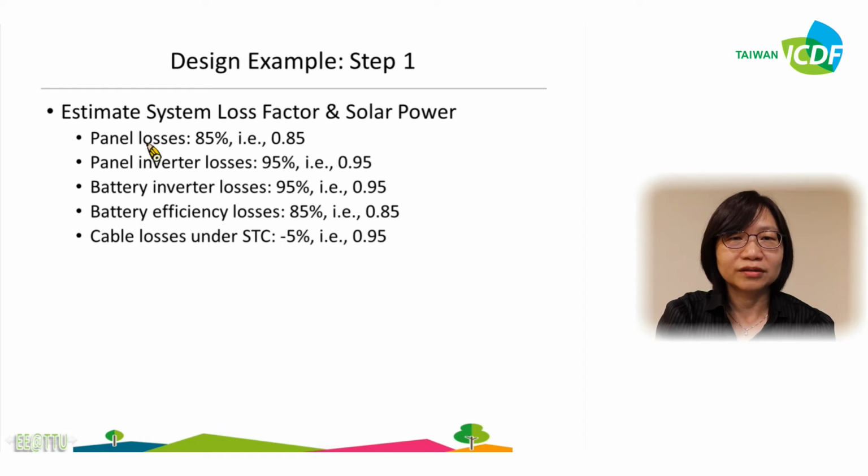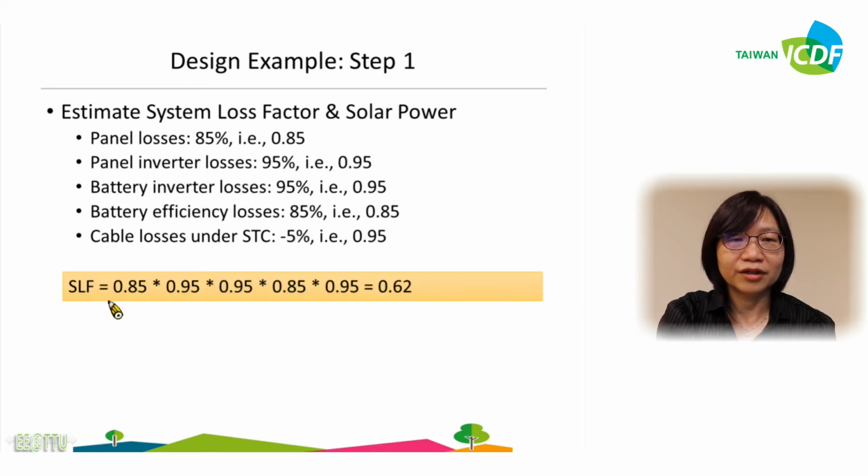So this example assumes that there are panel losses, and we assume the number is 85%. And losses from the inverter are 95%, and the battery inverter losses are 95%, and battery efficiency losses are 85%. And the cable losses under standard testing condition is around 5%. So if you multiply all the numbers together, you will end up with the overall loss factor of 0.62. So to cover those losses, you need to generate more power.